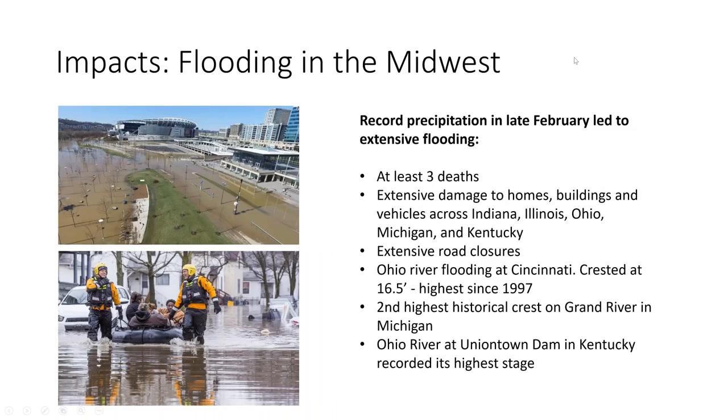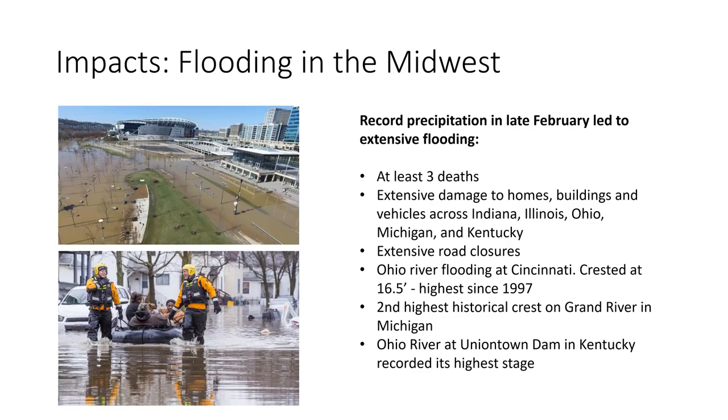Okay, moving on to the Midwest and the event that's probably caught everybody's attention. Major flooding in the Midwest. Again, that record precipitation in February led to extensive flooding. From what I could gather, there have been at least 3 deaths and obviously extensive damage to homes, buildings, and vehicles across Indiana, Illinois, Ohio, Michigan, and Kentucky. Dennis Todey reported extensive road closures. He was in a couple of those and waited a bit to make it where he was trying to go.